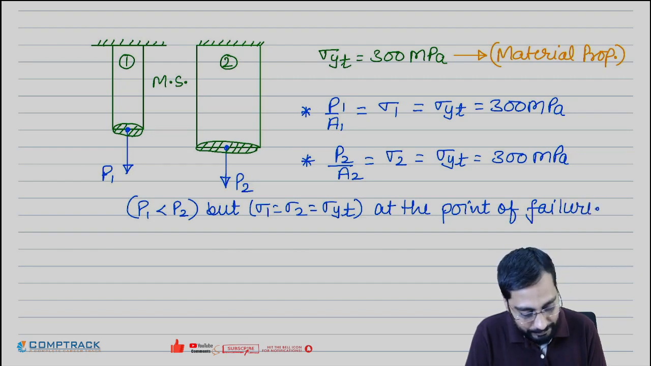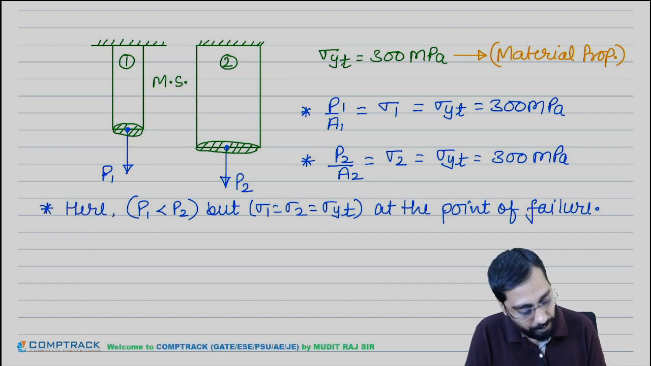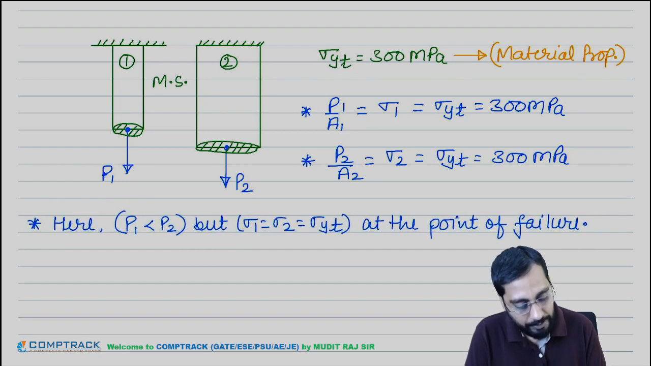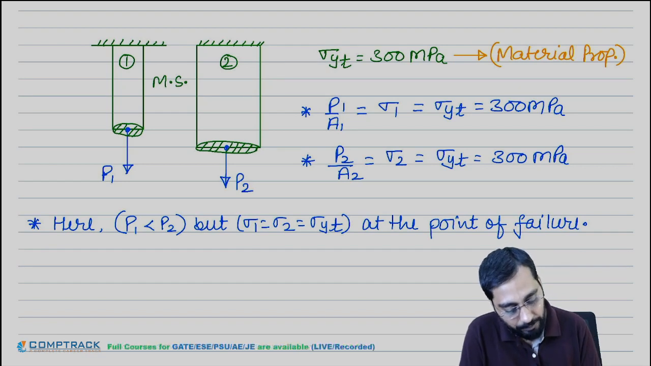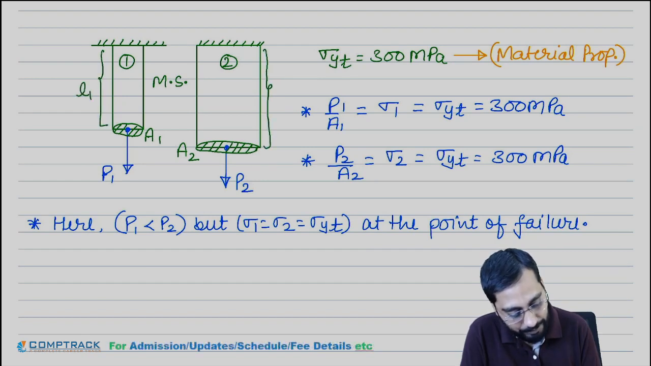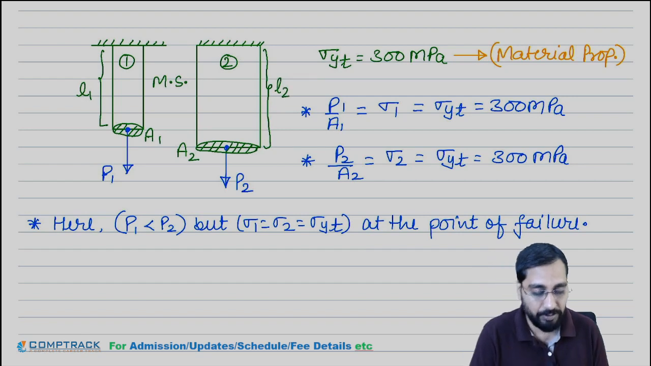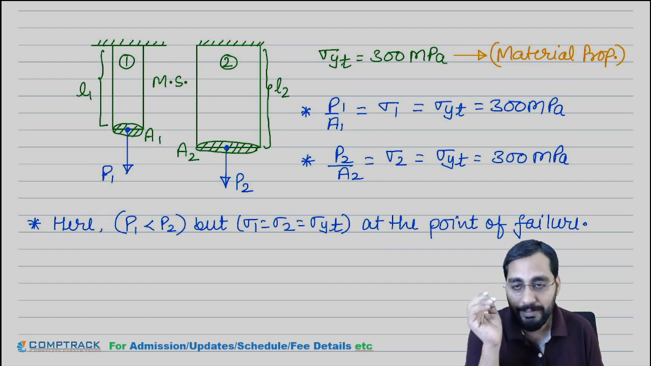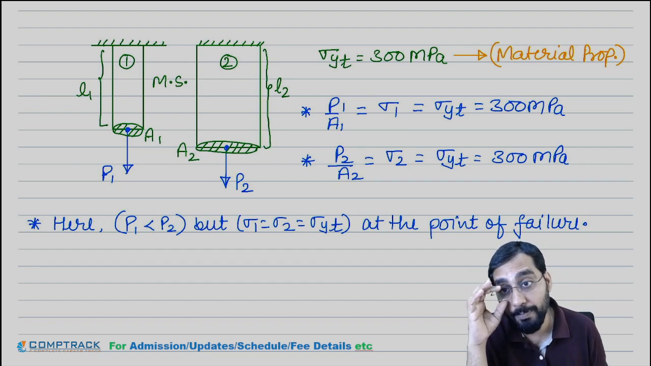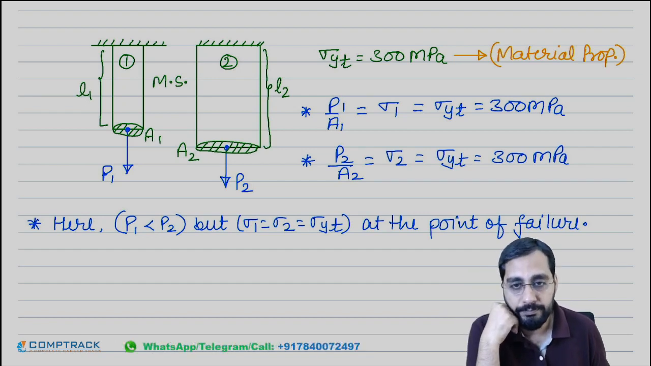That's why it is called a material property. It is not depending on the dimension, area and length of the bars, but it is depending on the material. Got the point or not? So it is not depending on the dimension or surface finish or reliability or whatever. That's why it is called a material property.